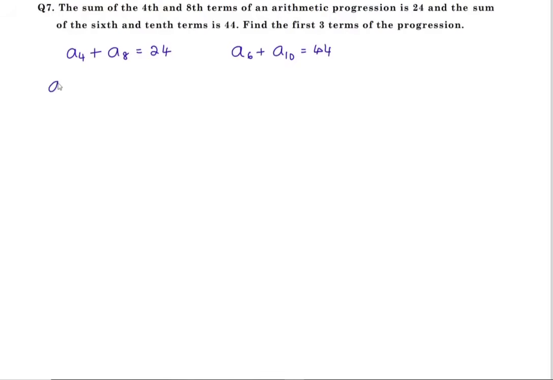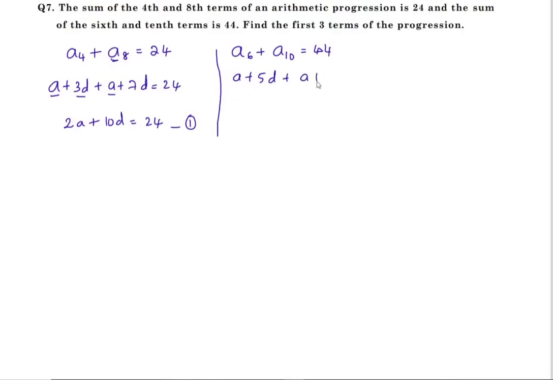What is A4? A plus 3D. What is A8? It is A plus 7D, equals 24. Now add the like variables: A plus A is 2A, 3D plus 7D is 10D, equals 24. Take this as equation 1. In the same way, A6 is A plus 5D and A10 is A plus 9D, equals 44. A plus A is 2A, 5D plus 9D is 14D, equals 44. Take this as equation 2.